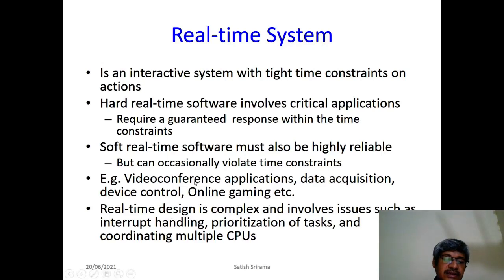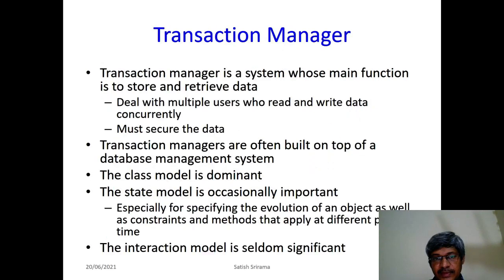Designing real-time systems is a little bit complex. It cannot be explained in just four or five steps, they are very complex. They involve several issues such as interrupt handling, prioritization of tasks, which tasks have higher priority, and coordinating across multiple CPUs. The design steps for this architectural style will be pretty huge. Just knowing that these types of systems are possible is sufficient to have the basic architectures. That's about the real-time system.